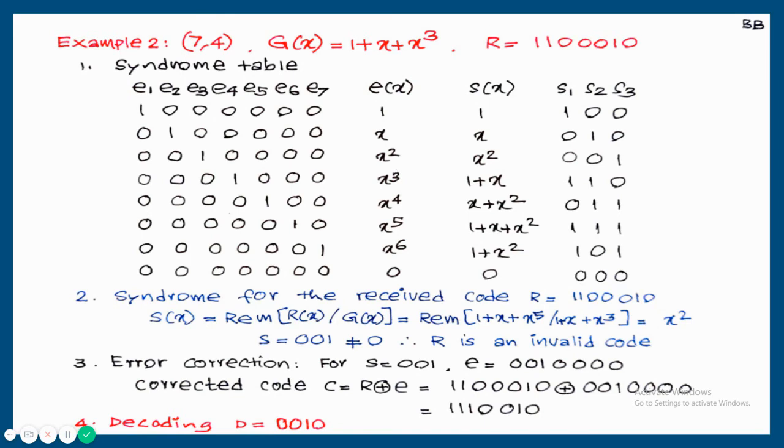So remember this. This is another area where a mistake can happen. If it is 1 plus x cube, the rightmost k bits are data bits. If it is x cube plus x plus 1, the leftmost k bits are data bits. So here the rightmost 4 bits are 0010.